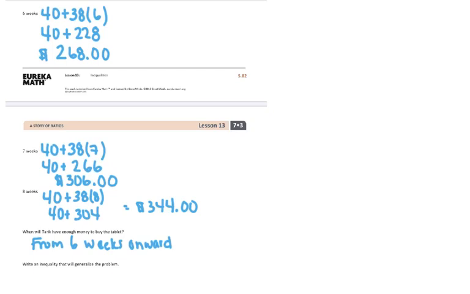Okay, our final question on this slide says, write an inequality that will generalize the problem. So this is what you're going to see in the remainder of the problems. We're writing inequalities to determine, in this case, how many weeks Tarek will have to save for at least in order to save $265.49 to buy his tablet. So we need to pay close attention to the wording. So I already know on one side of my inequality, I'm going to have 38W plus 40 because Tarek has $40 to begin with and he's saving $38 per week.